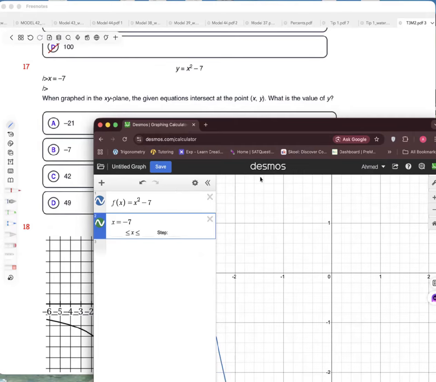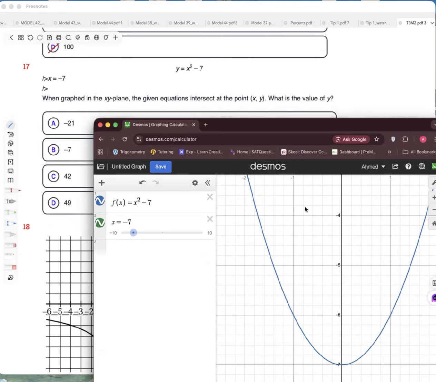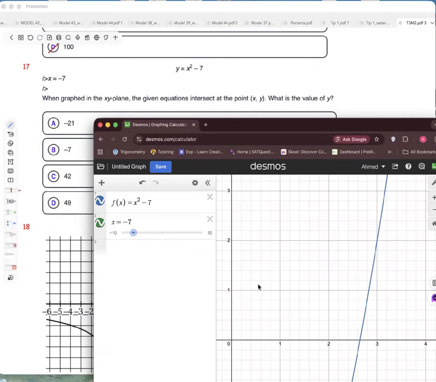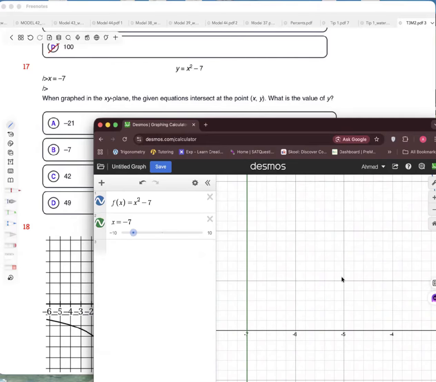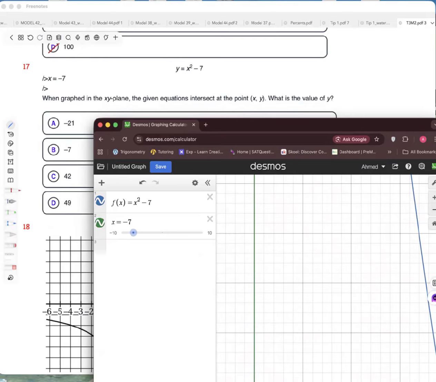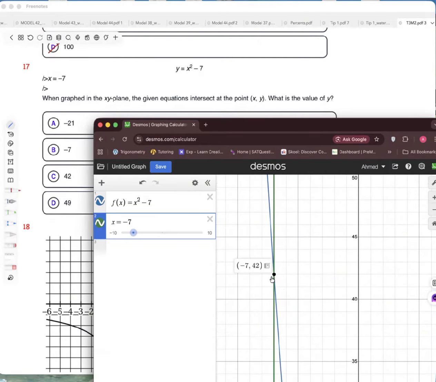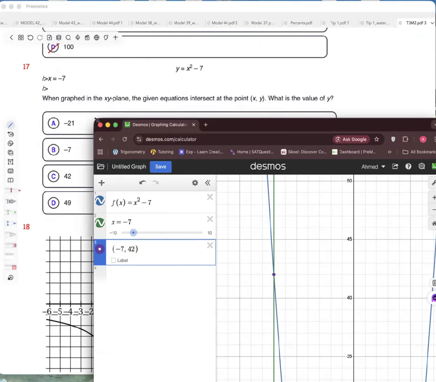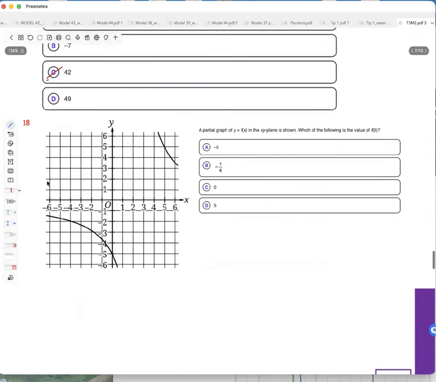This one. So check now the points of intersection between the green and the blue. Where is x negative 7? Yes, in this direction. This is x negative 7. Go up, we can zoom out. So it will be this point, which is negative 7 and 42. So the value of y is what? It's 42. This is the value of y. So it's C.